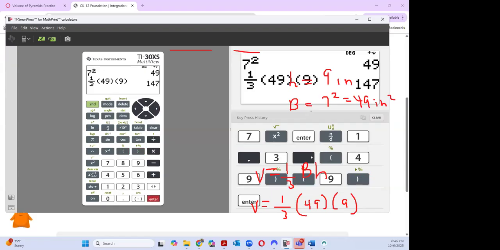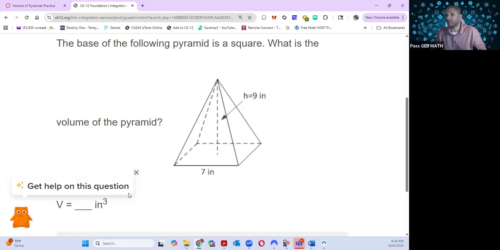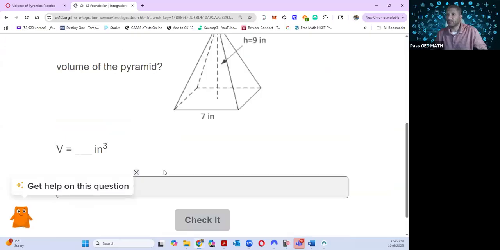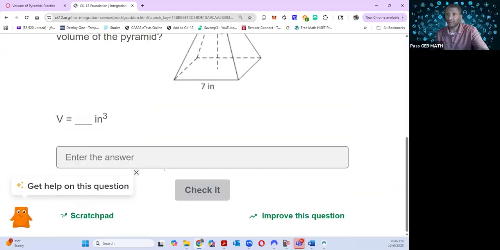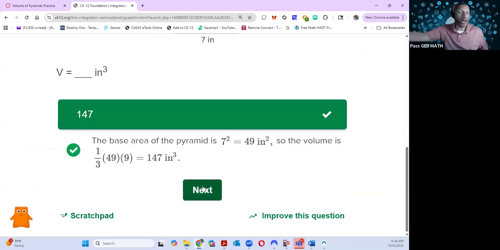My volume is 147. Right, that's what I got. Now we're gonna go back here and check it. 147, right? Let's check it. And then it tells you how you did it. If you got it wrong, it would tell you how you do it.